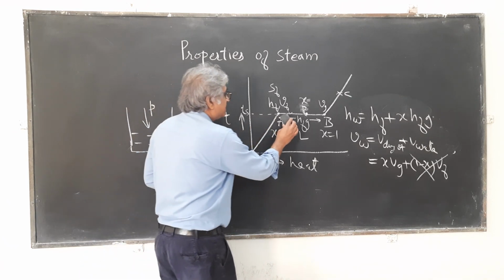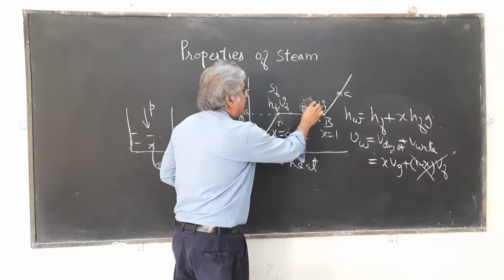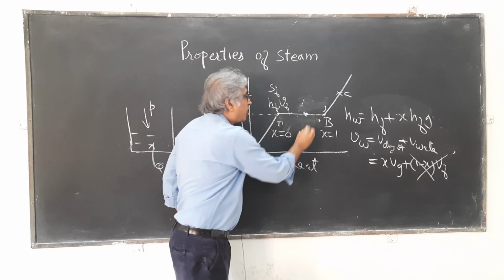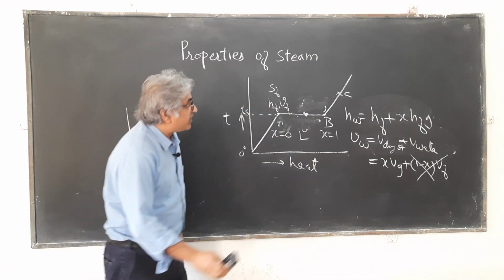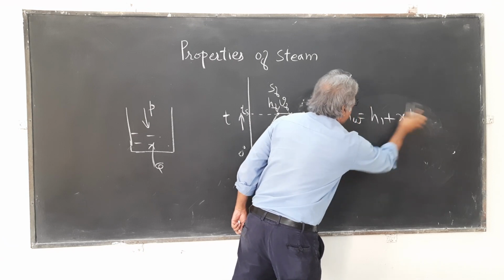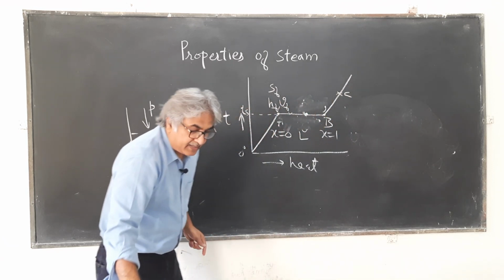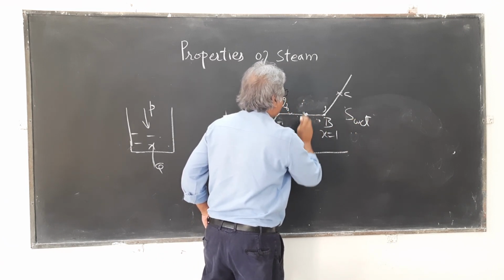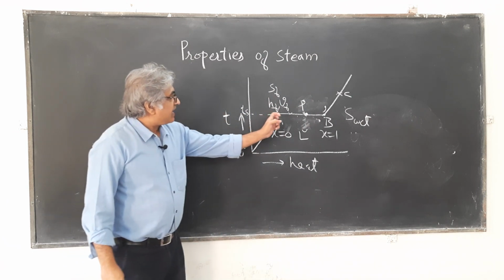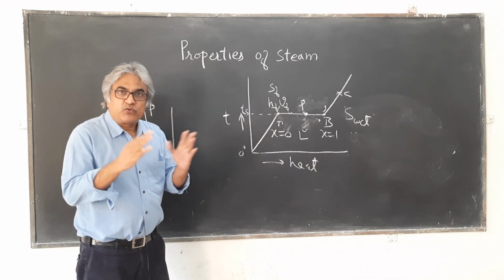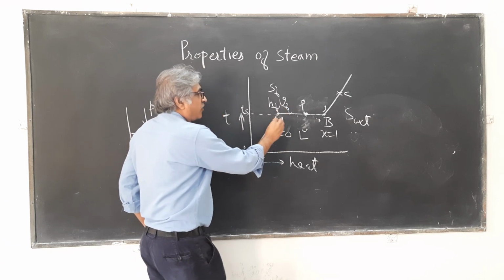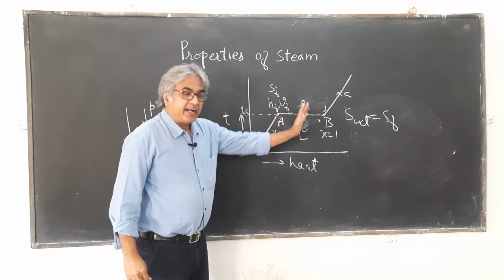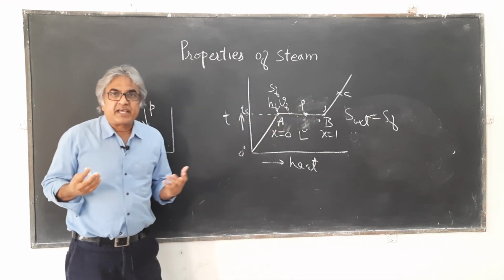Now let's find out, at point P, what is the entropy? So if you want to write the expression for entropy, that means S wet, the entropy of wet steam at point P. Entropy is also a property and you can just add it. So at A, the entropy was Sf. So entropy at A is Sf, plus you have moved ahead. How much heat?